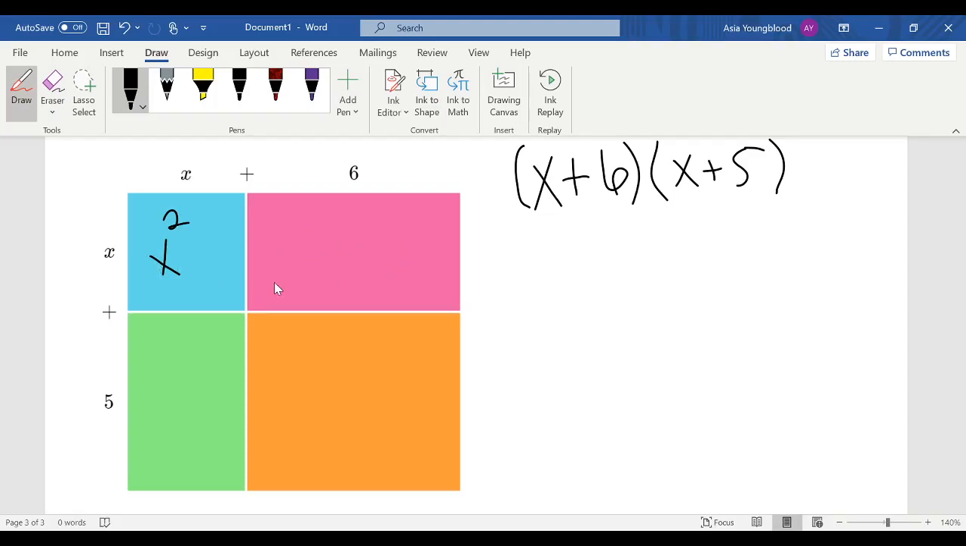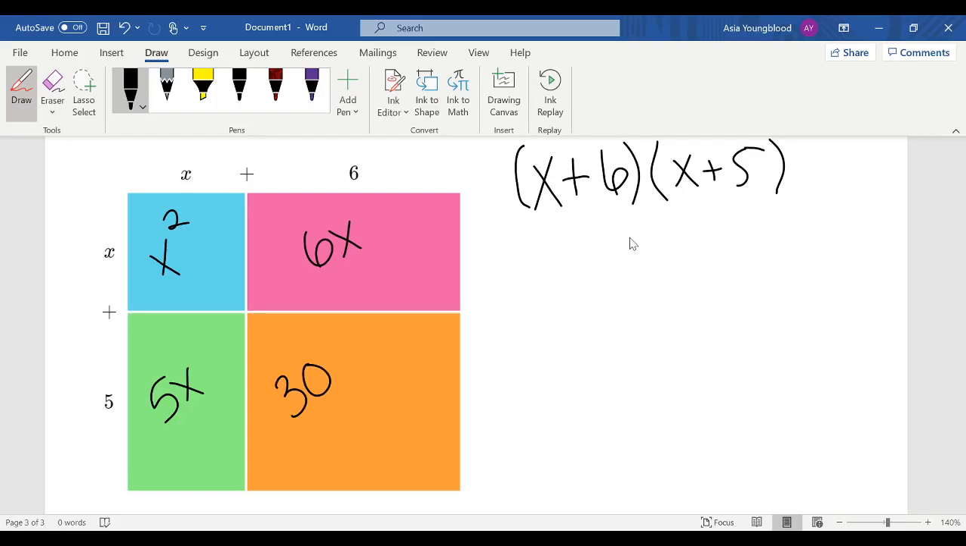In this part of the rectangle, this pink area here, to find this area, we're going to do this 6 times this x. So this area is going to be 6x. This green area down here is going to be this length 5 times this length x. So this area is going to be 5x. And this area here is going to be this 5 times this 6. So this area is going to be 30.